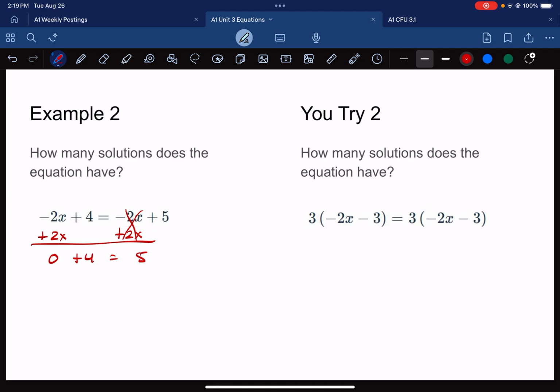Well, what happened? Now this time my variable did drop out and I got 4 equals 5. That is not a true statement, so this is no solution. You guys try the next one. Stop the video, start it back up when you're done.